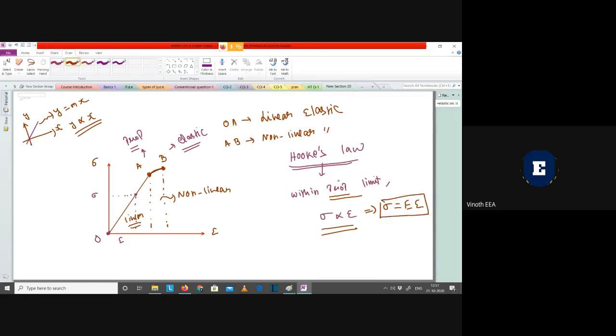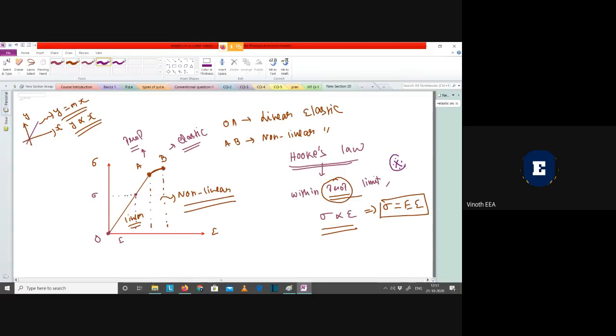And Hooke's law is applied only within the proportionality limit, not within the elastic limit. Point B is the elastic limit, point A is the proportionality limit. From A to B, it is non-linear. If it is linear, if it is a straight line, then only I can use this. In a non-linear region, I cannot use this. So this is an important conceptual question.